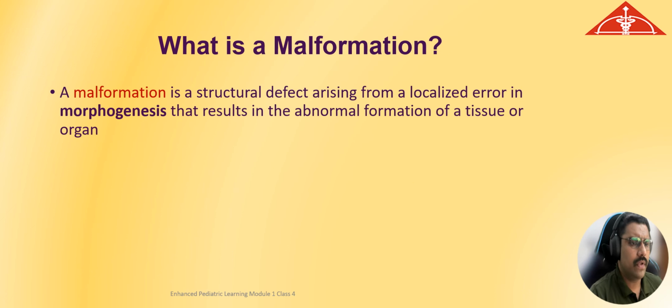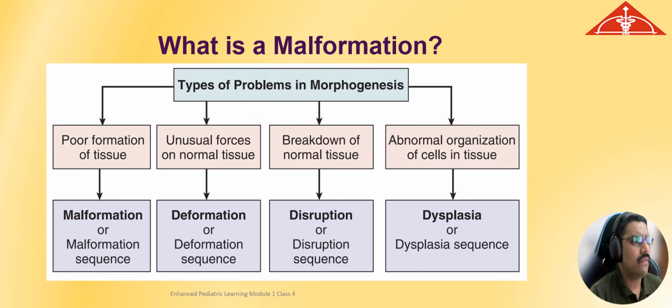Prior to proceeding with how to define a malformation, it is an aberration of morphogenesis where the normal tissue formation is affected. Apart from malformation, other problems that can affect morphogenesis are a deformation, which is a mechanical force on normal tissue, a breakdown of normal tissue, which is disruption, and abnormal organization leading to dysplasia.